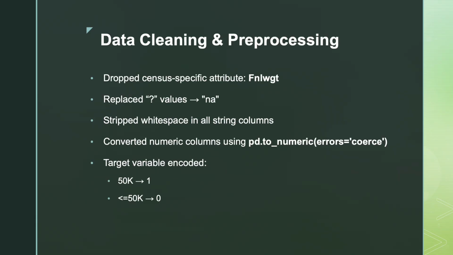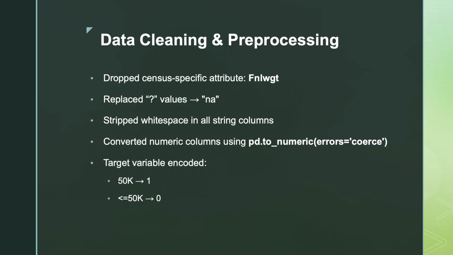Next, moving on to the pre-processing of the dataset. This dataset went through a lot of pre-processing steps. First one, dropping FNL WGT column. This column was dropped because it was just a sensor specific attribute.